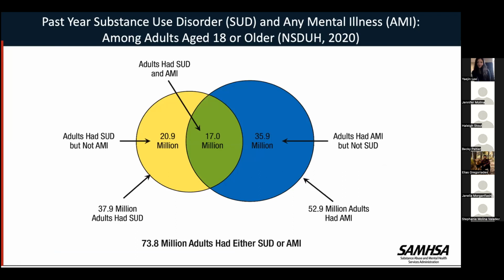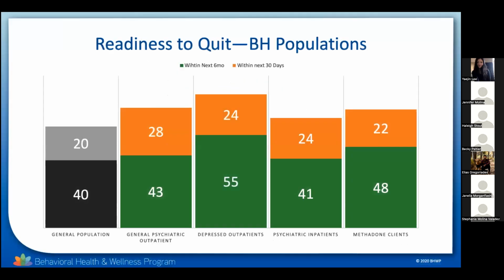By contrast, the number that had both was 17 million, which works out to 47.4% of individuals with a mental illness also having a substance use disorder, and 81.3% of those who had a substance use disorder having a comorbid mental illness. So as we move into the next section, I want to leave you with two final facts.